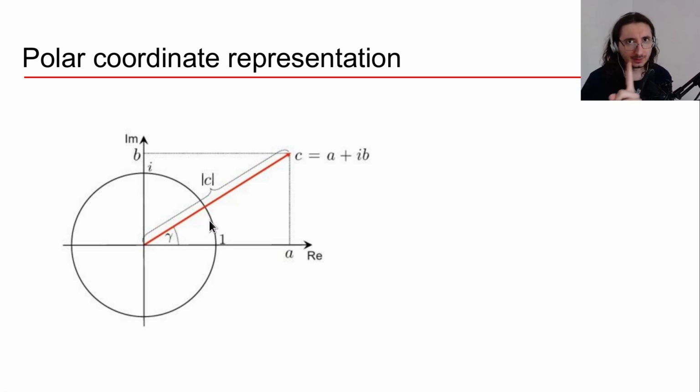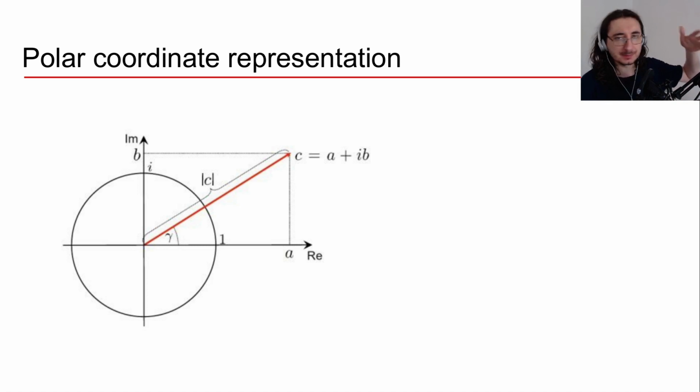Now, this is one parameter that we need. The second parameter is the angle called gamma. So what's gamma? Well, gamma is the angle between the positive real axis and the line that connects the origin with the complex number. So in other words, it's this angle over here. Now, the moment we have these two parameters, we can easily move from the Cartesian coordinate representation to the polar coordinate representation. But before we do that, we need to calculate both the absolute value of c and gamma.